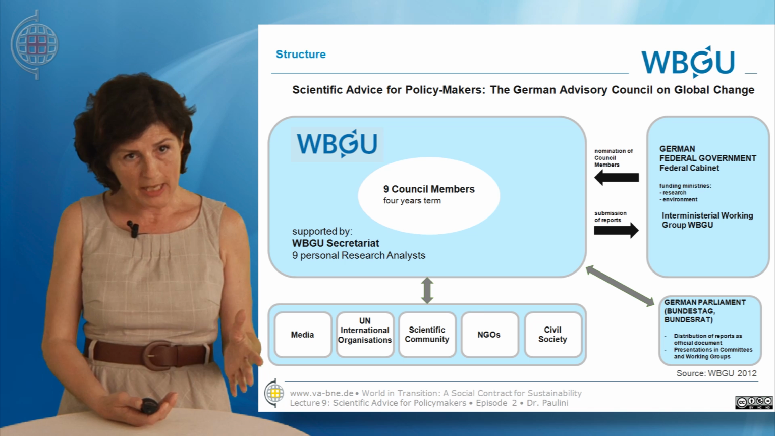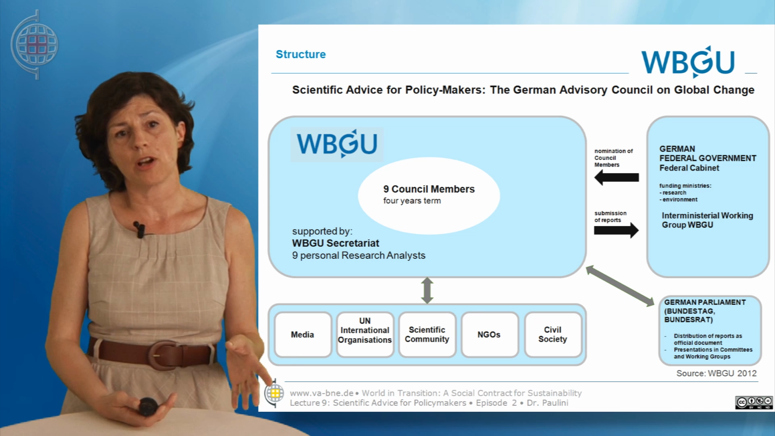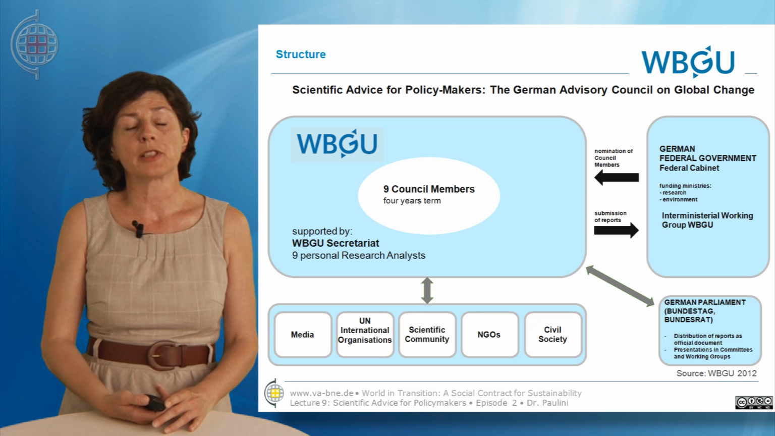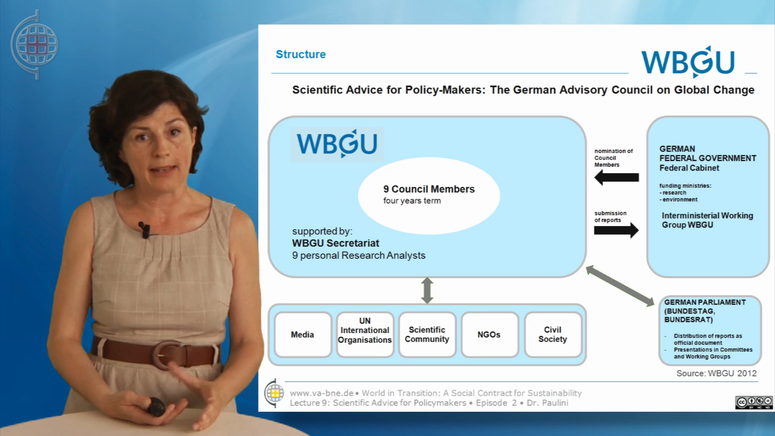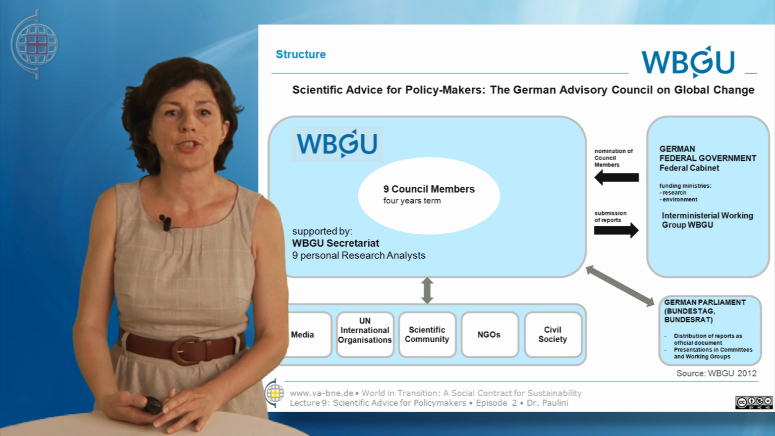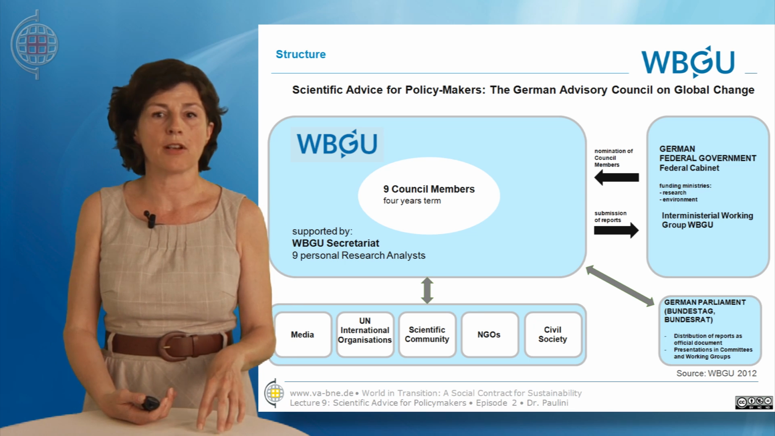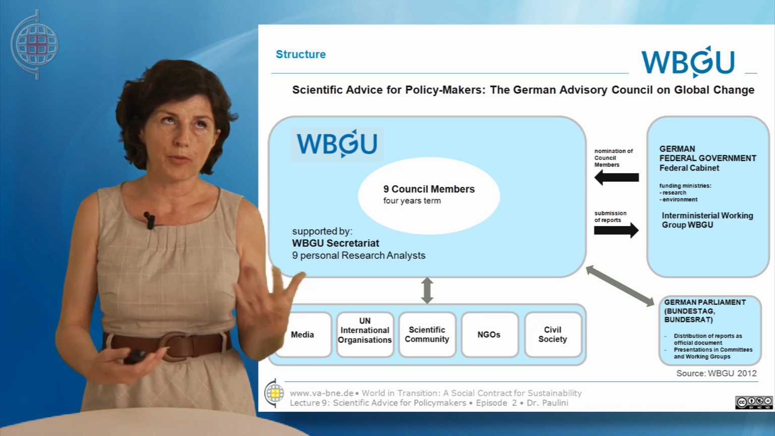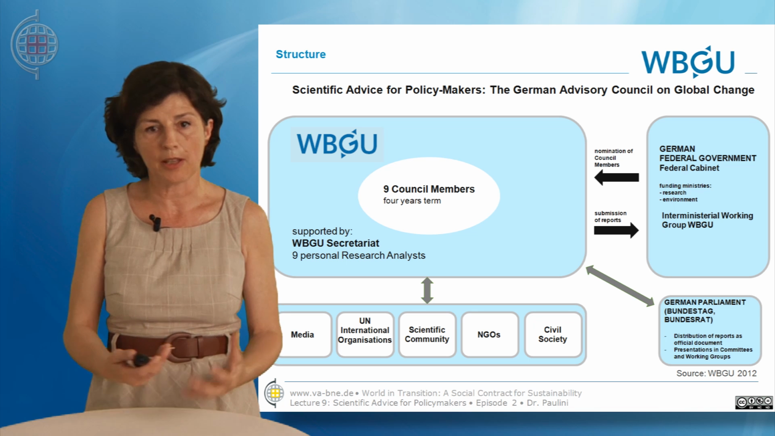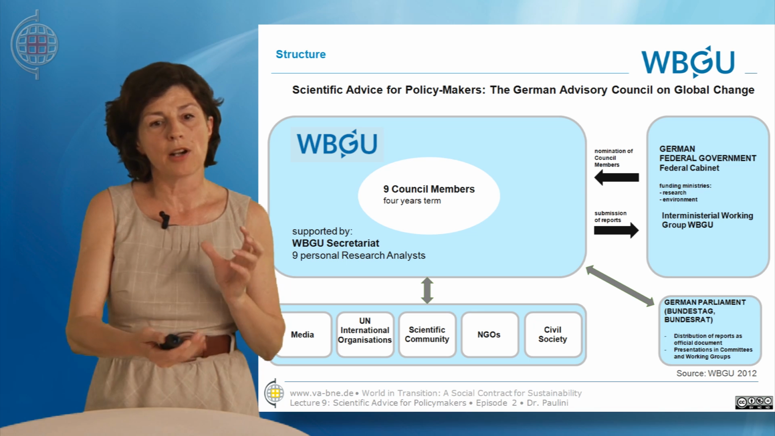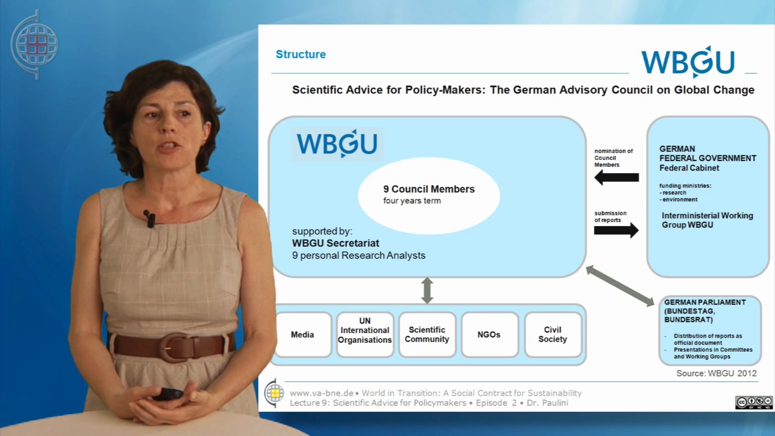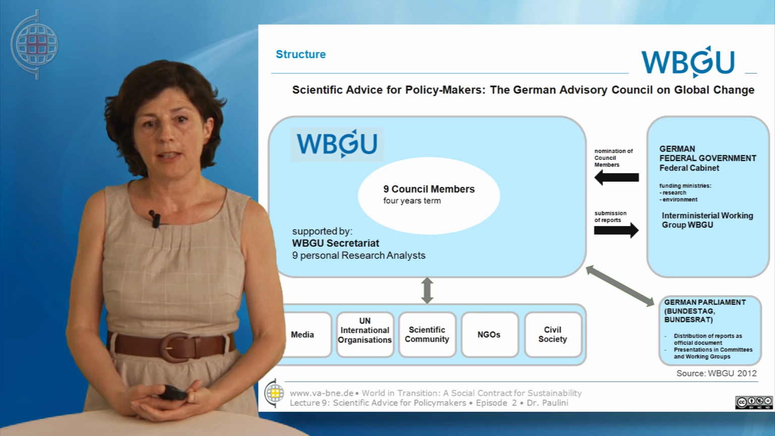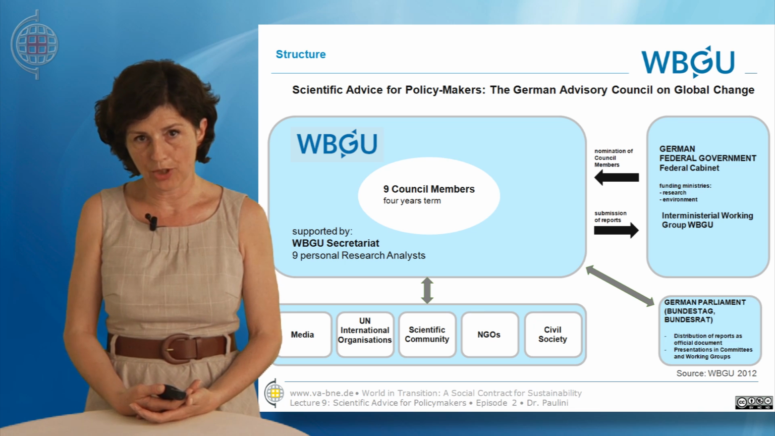When the council is nominated in the first place, there usually are talks with parts of the government, mostly ministers of the environment or ministers for education and research. Those two ministries are the ones that sort of carry the WBGU. They provide the financial resources and they do the administrative work. So that is part of the interaction with the government. And there is also a formal interaction of the WBGU with the government in a group that is called the Interministerial Working Group, WBGU.